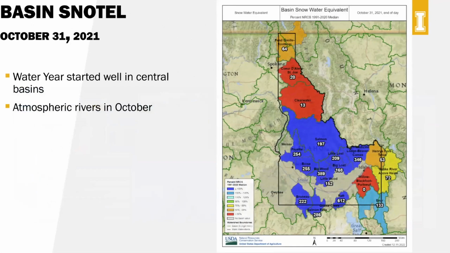Now I want to shift to mountain snowpack. The Natural Resources Conservation Service, or NRCS, measures snow at stations they refer to as snow telemetry, or SNOTEL, stations. There's a bunch of them distributed throughout the Northwest in mountainous areas. They measure the depth of water in snow as if the snow were melted, called snow water equivalent, or SWE.